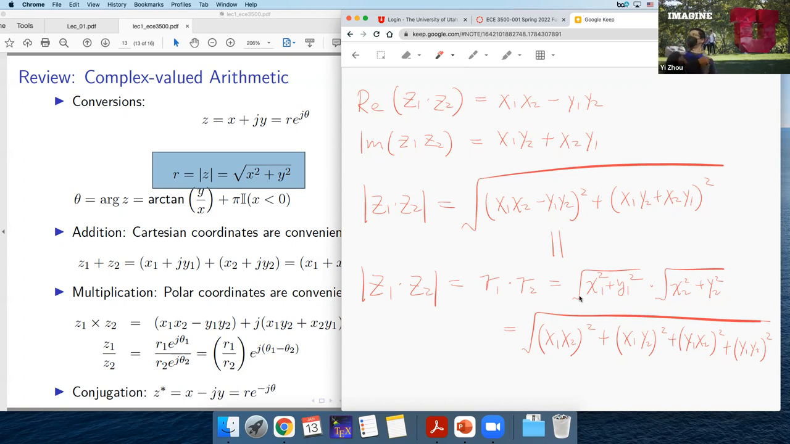Is this clear? Yeah. So this is how, when you play with complex numbers, you have to do a lot of messy calculations.